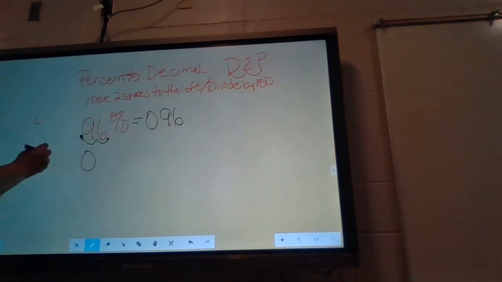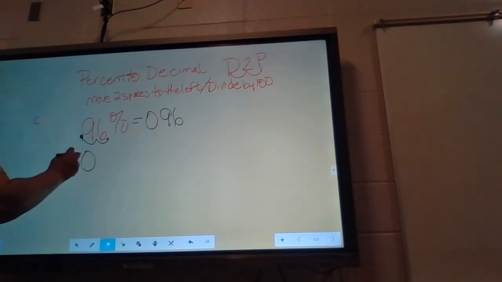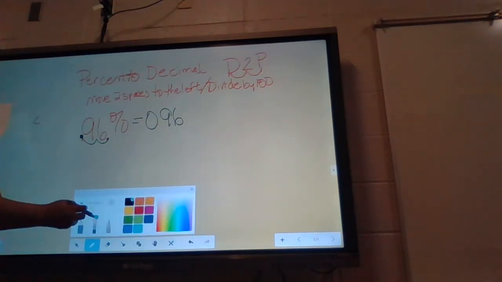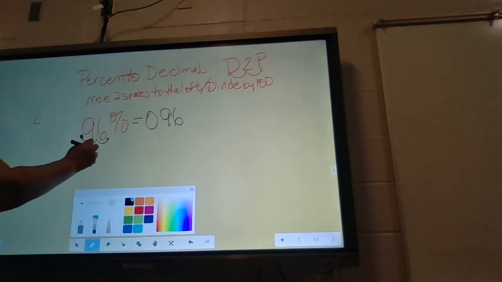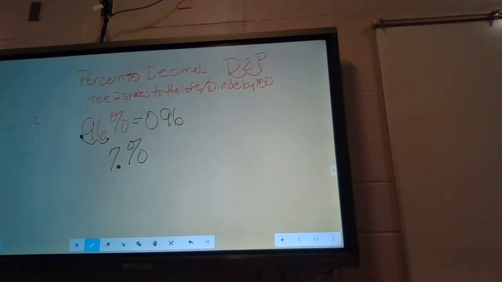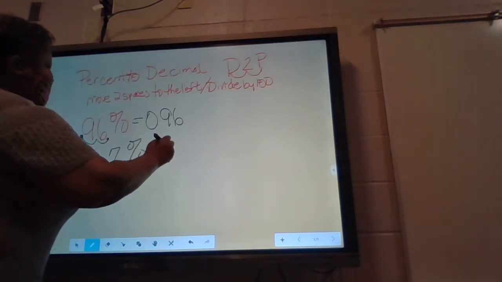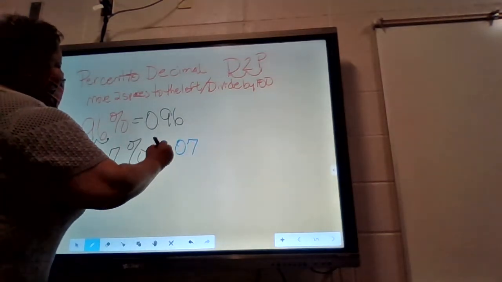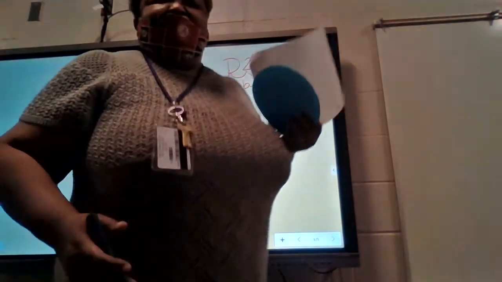Okay, 7%. Okay, my decimal originally is there, and I need to move it over 2 to the left, but I'm looking like, wow, I only got 1 place to move it. Actually, I can add another 0. So 7% is 0.07, or just write 0.07. That way you'll see your decimal.